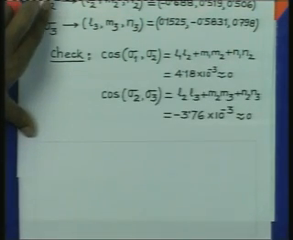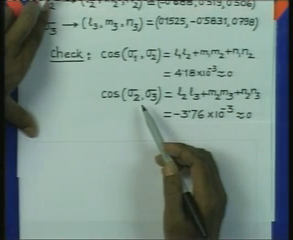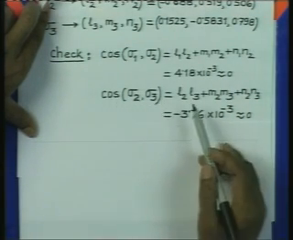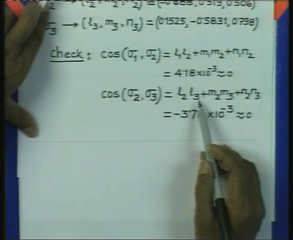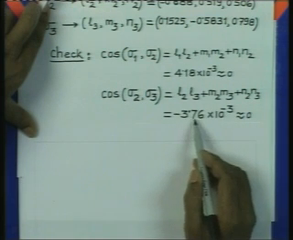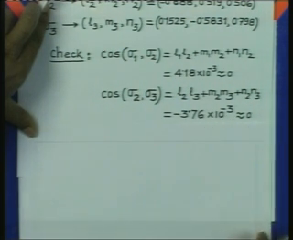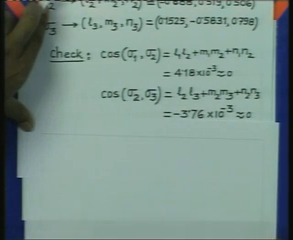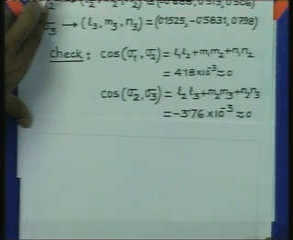Similarly, you will find that for the directions sigma 2 and sigma 3, the cosine of the angle is given by L2 into L3 plus M2 into M3 plus N2 into N3. This comes out to be minus 3.76 into 10 to the minus 3, which is again close to 0. So, you can go on considering the other two stresses sigma 3 and sigma 1, and you will find that the angle between the two directions is again going to be 90 degrees. So, that gives you a final check on the calculations that you have done.